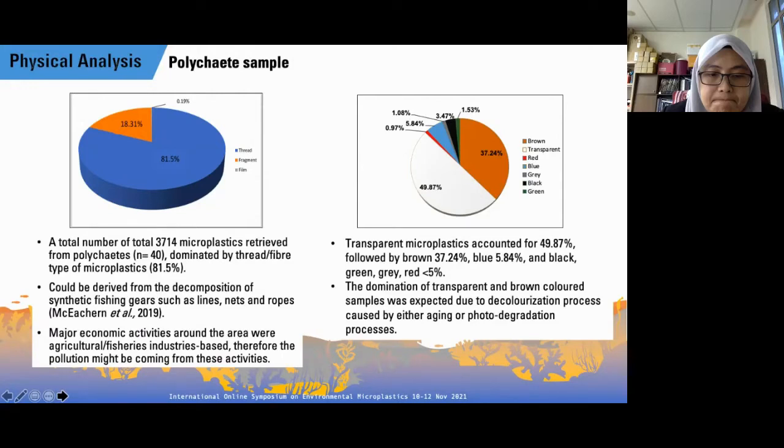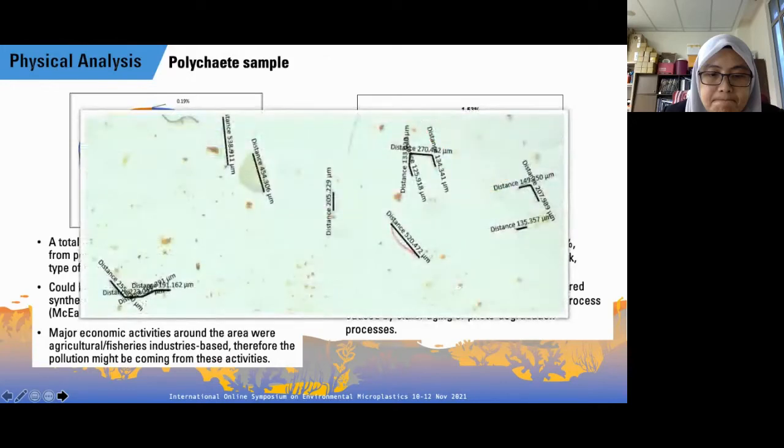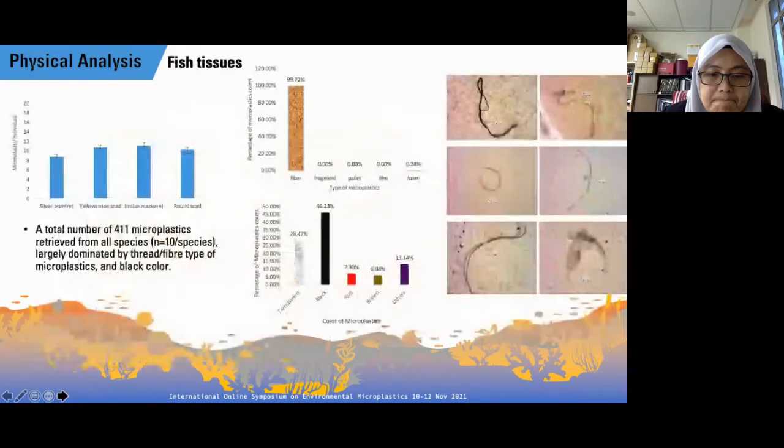We know that the diets of the polychaetes, because this is for polychaete samples, are dependent on the food source from their habitats. In our case, these polychaetes were found in the nipa tree. So they eat around the nipa tree, and then they might mistake the microplastics for their food, and accidentally consume microplastics as their diet. This is an example of some microplastic particles that we found using the physical analysis.